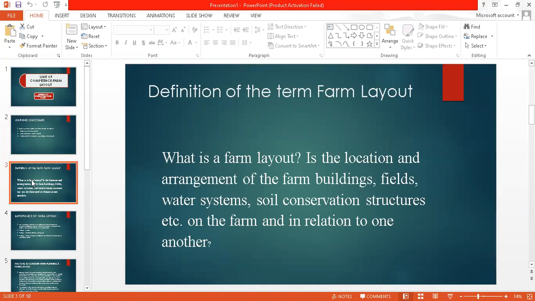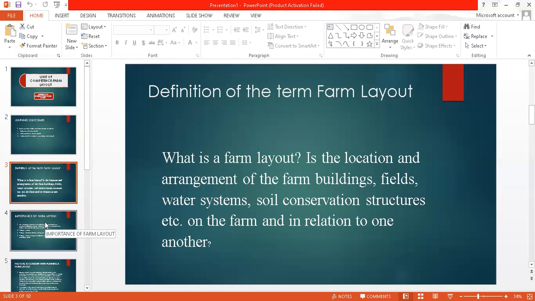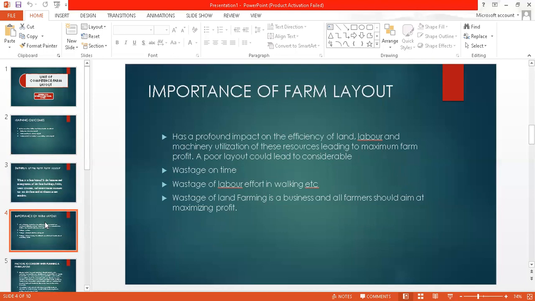So farm layout is basically the location and arrangement of the farm buildings, fields, water systems, soil conservation structures, etc. There are very many things in the farm. So the location and arrangement of them, especially how they are placed in relation to one another, is a very important thing. And it is something that we should consider, especially as agricultural economists. Now, what is the importance of having a farm layout?